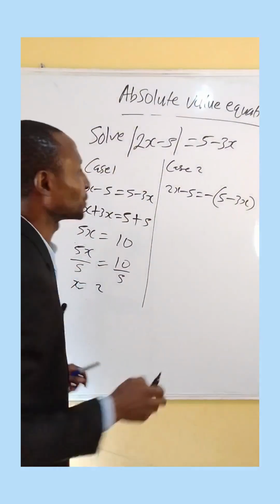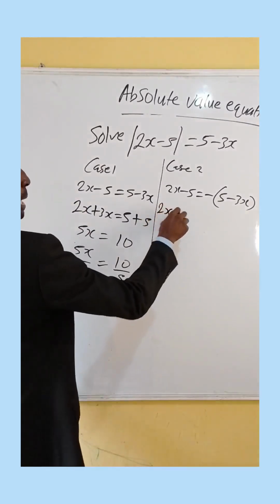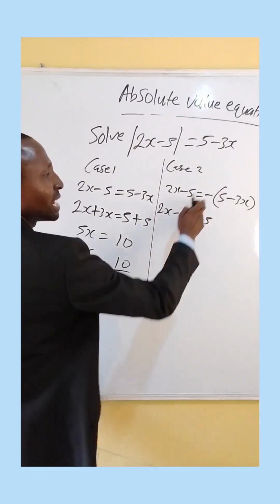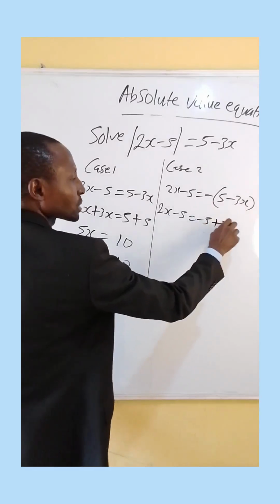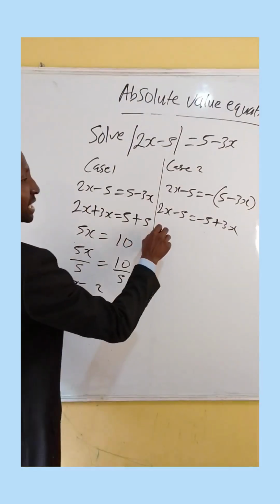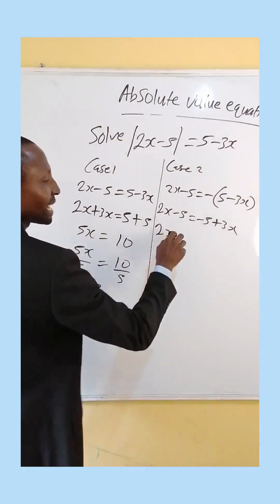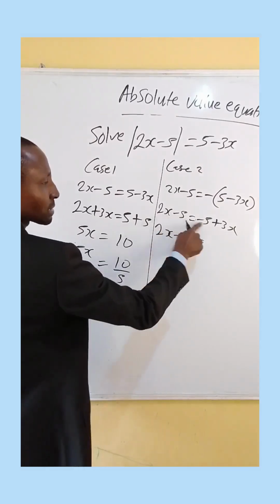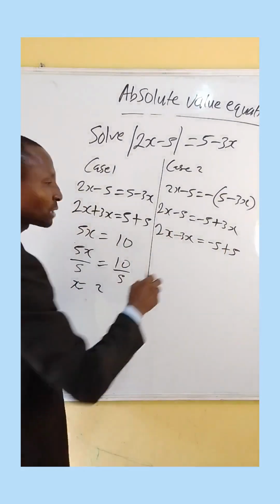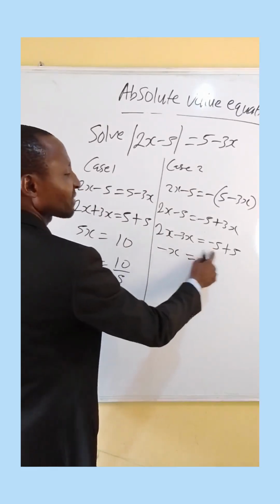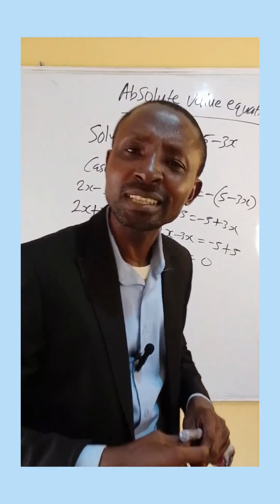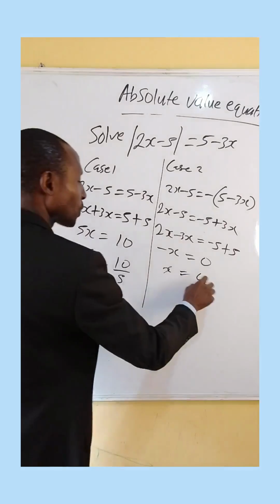First possible solution. Now how about this? We have 2x minus 5. This minus will open the bracket. Minus times 5 is minus 5. Minus times minus 3x is plus 3x. Let's collect the like terms. 2x minus 3x equals minus 5 plus 5. 2x minus 3x will give me minus x equals minus 5 plus 5 will give me 0. So minus x equals 0 simply means what? x equals 0.